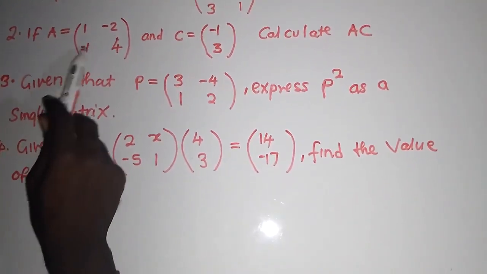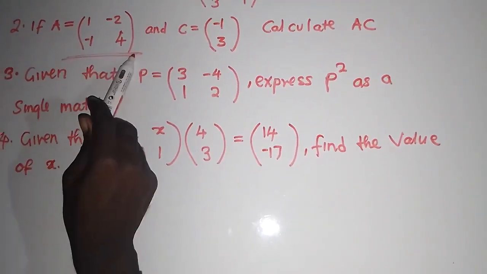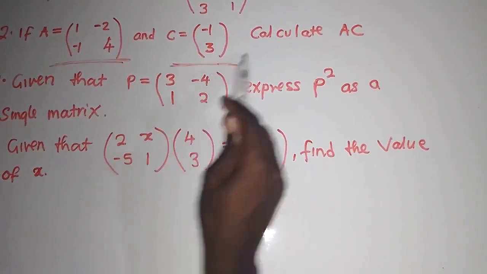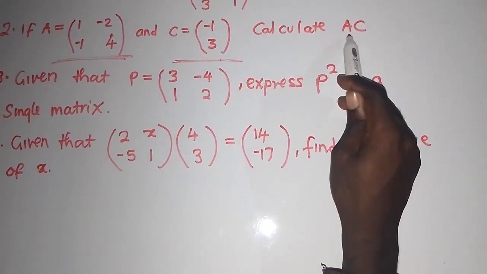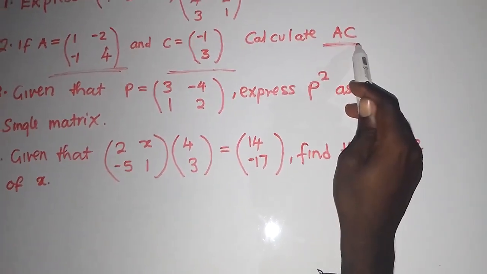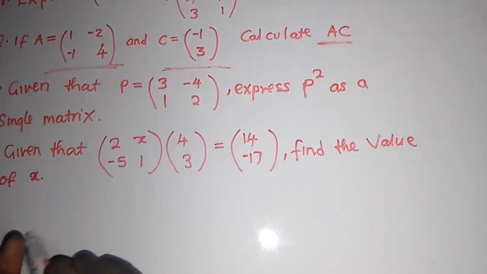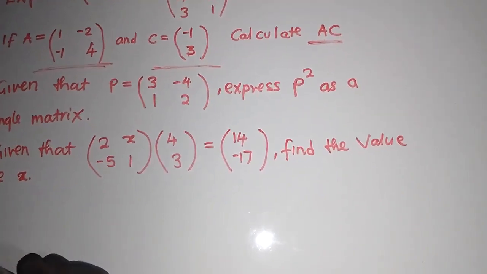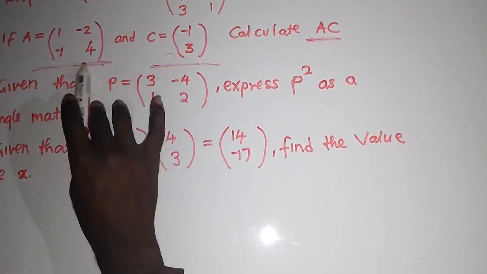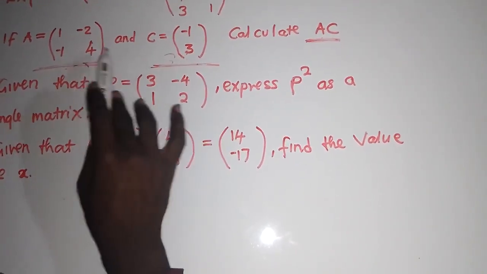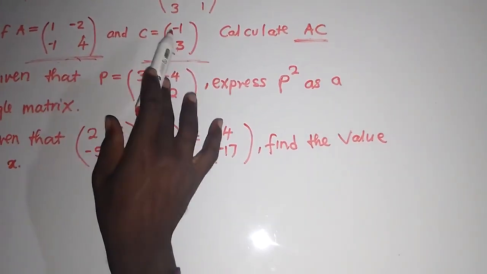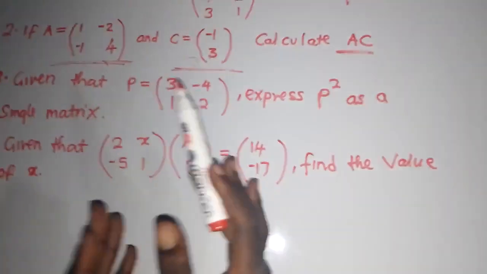If A is equal to this matrix and C is equal to this matrix, then the question is saying calculate AC. So what does this mean? It means you are told to express these two as a single matrix. The second is that you are told to multiply these two. So they can tell you simplify AC, calculate AC, express AC as a single matrix. It is just one and the same.